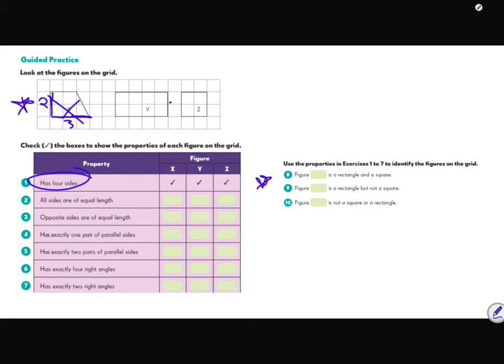Y, I can see it's not. This side's 2, that side's longer. Z, yes. So I'm going to say no. No, which one? Z gets a check mark because 2, 2, 2, 2.